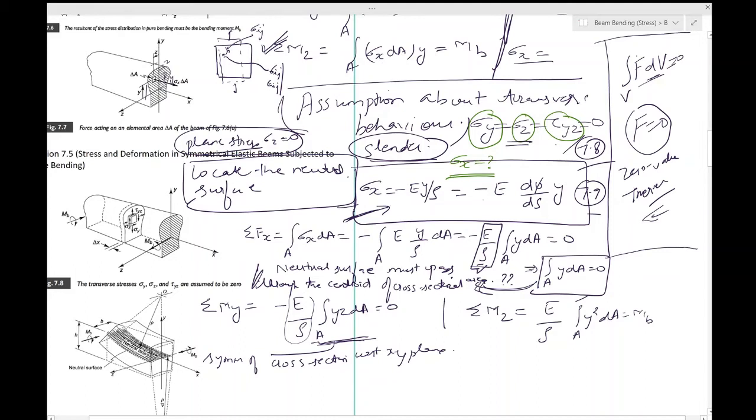And similarly, if you take the same z area over here which is at minus y, it would cancel out from this, and that is how this entire term, the integral of yz dA, will be equal to 0 because of this symmetry. So you are able to satisfy this.